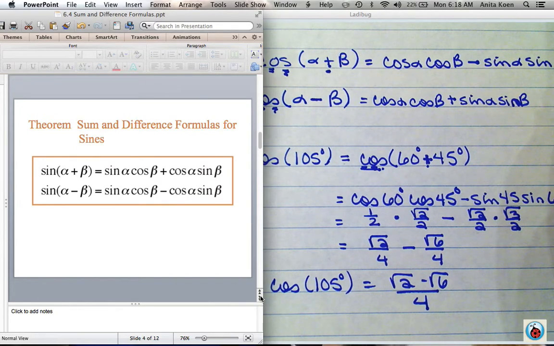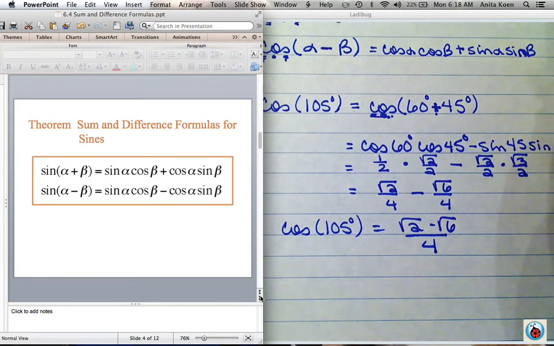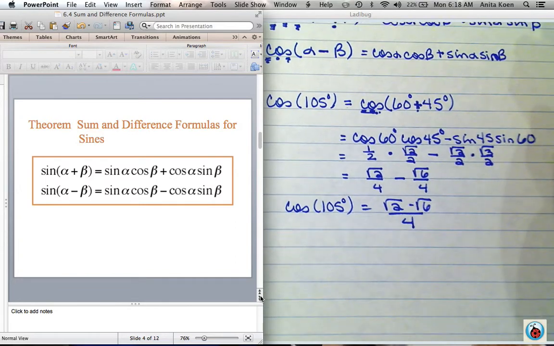Okay, so let's look quickly at the sum and difference formulas, and I'm going to pull this up a little bit so I have a little bit more room to write.